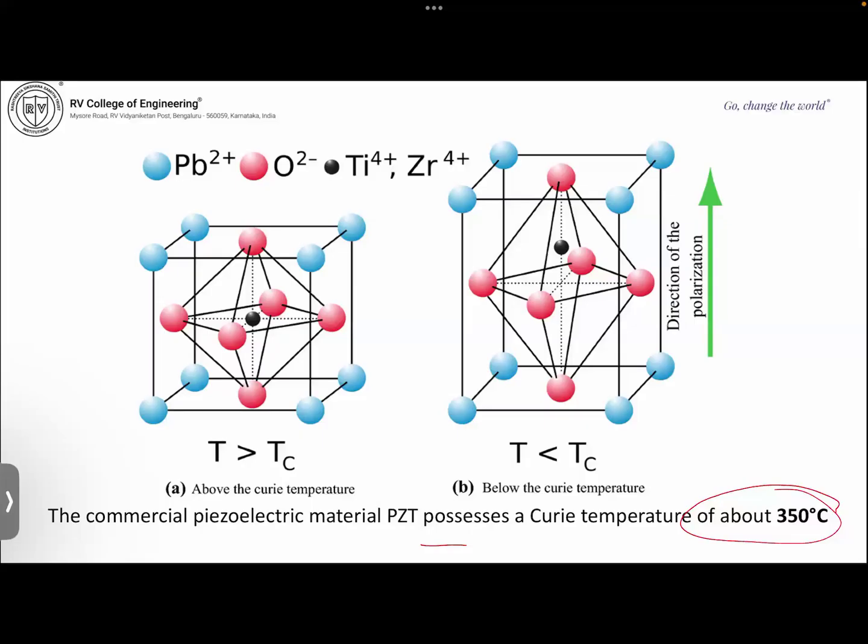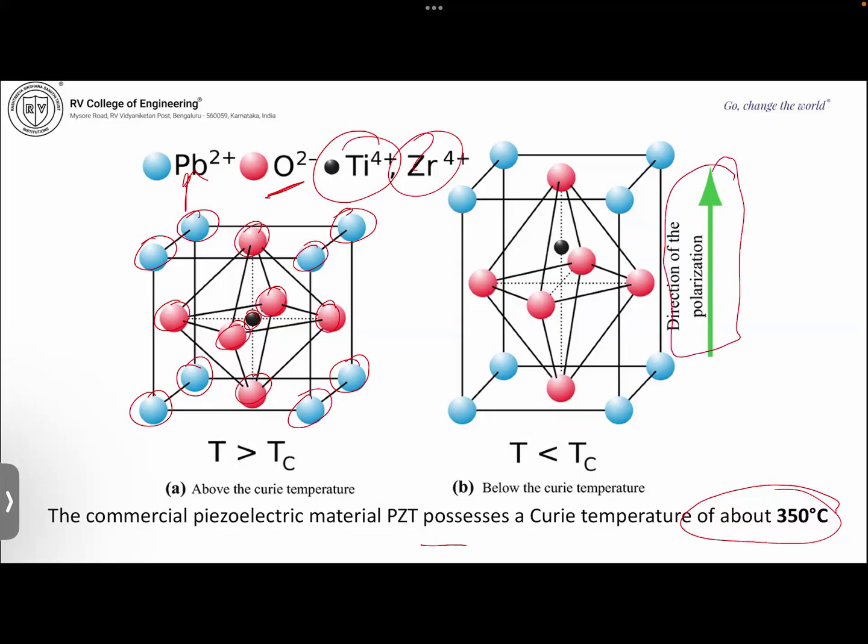So this is the crystal structure, and the blue one is the lead. All the corners of the cube are occupied by the lead ion, Pb2+, and the red ones, in the octahedral form on the center of each face of the cube, are occupied by oxide. The center of the cube is occupied by either titanium or zirconium. This is the diagram showing the structure below the Curie temperature. It expands. This is the direction of the polarization, and you can see the change in the position of lead and titanium, from a centrosymmetric to a non-centrosymmetric structure.